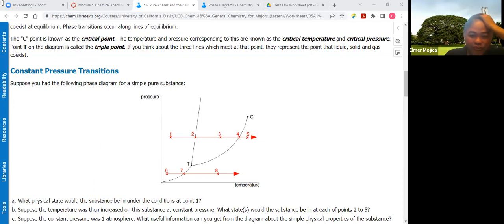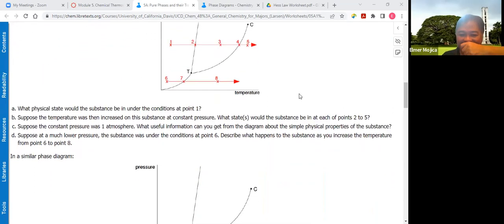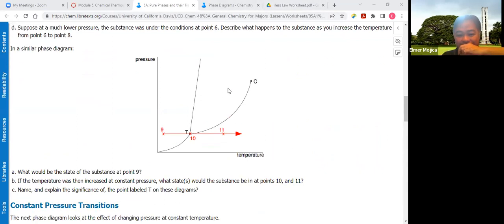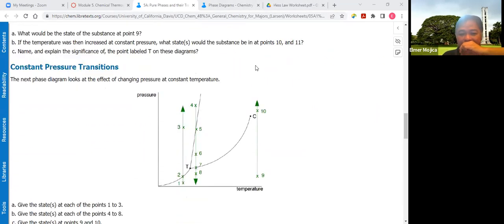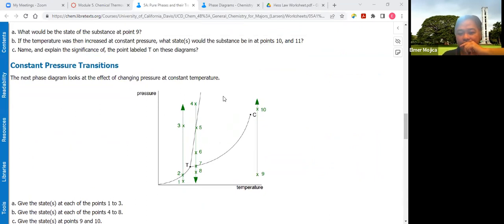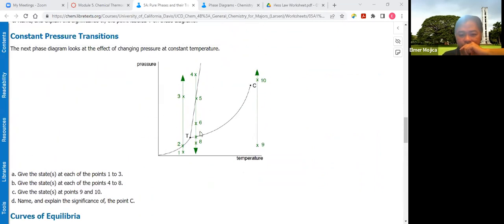If you are asked the same question, what is 1, 2, 3, 4, 5, and so on, you should be able to answer. So try to work on these materials. They're there. Okay? Now, when you have a constant pressure transition, they can still ask you what the phase is.